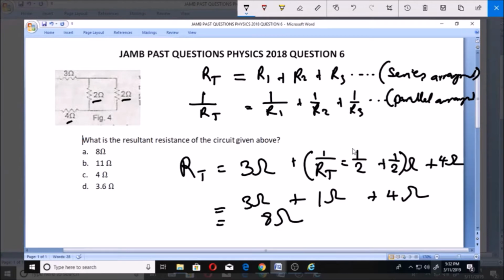Very, very simple. You can also do it one by one by just finding this and this. This and this are in parallel, so you have 1 over 2 plus 1 over 2, which is 1. Inverse of 1 is still 1. So you will now have 3 ohms plus 1 ohm, because this and this is 1, then plus 4 ohm, which will still give you 8 ohms. So the right answer here is 8 ohms. Thank you.